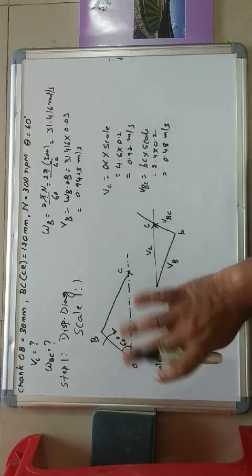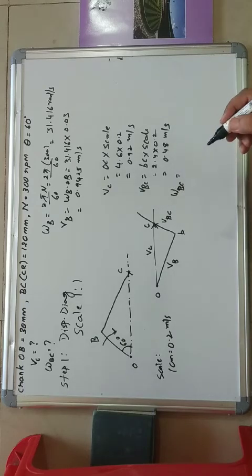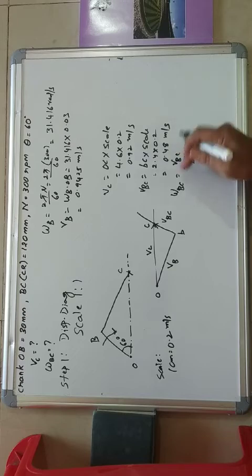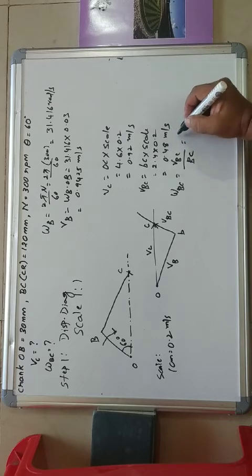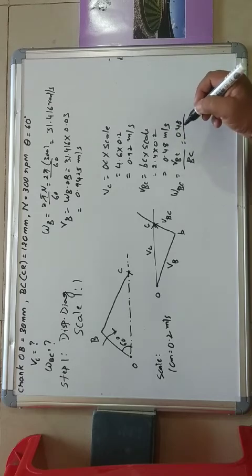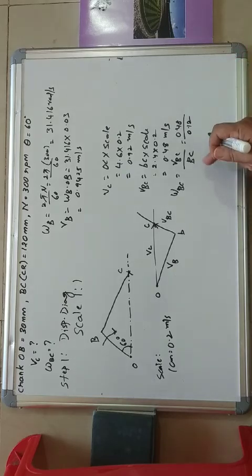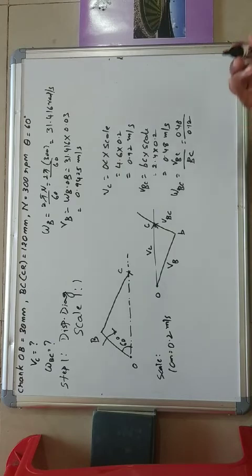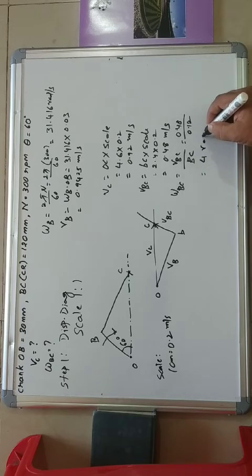But since the connecting rod is oscillating, we are supposed to find the value of omega BC. Omega BC is equal to VBC divided by BC, because V is equal to R omega, that is omega equals V by R. We already calculated 0.48 meters per second divided by the BC length. BC means the length of the link, which is 120 millimeters. If you convert to meters, it is 0.12. We get this value as 4 radians per second.